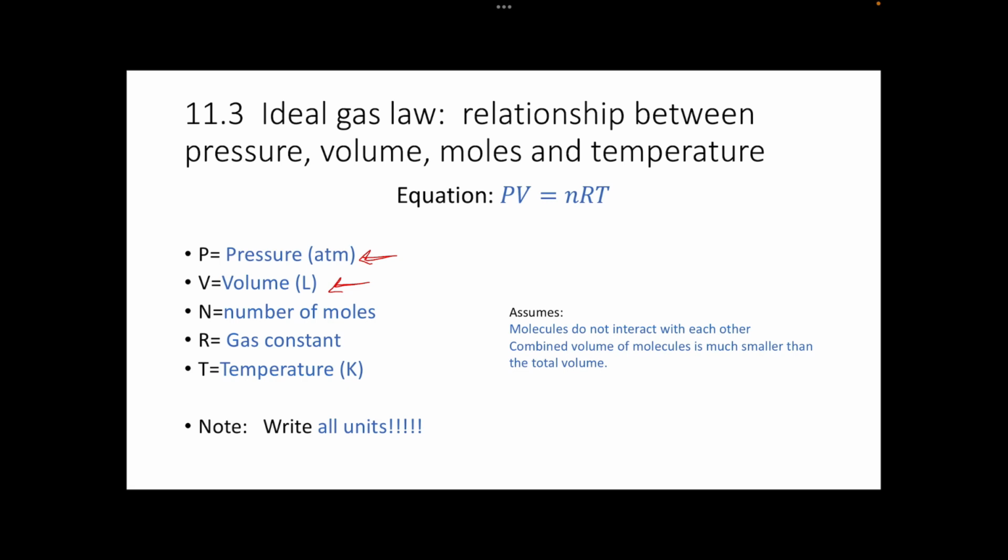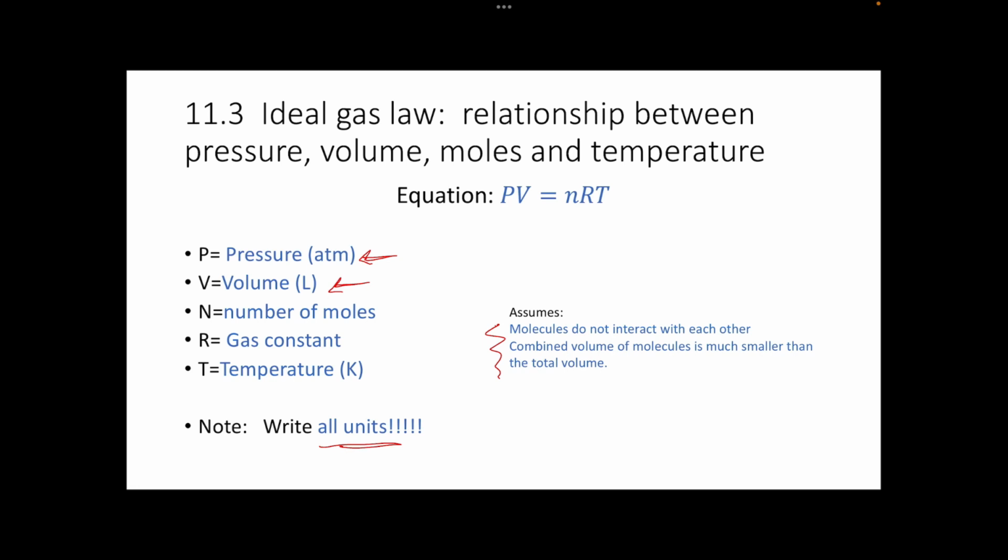All right, so this law assumes several things. It assumes that the molecules do not interact with each other, and that the combined volume of the molecules is much smaller than the total volume. When we use this, we want to write all units, and the units will help you determine where to put each number.